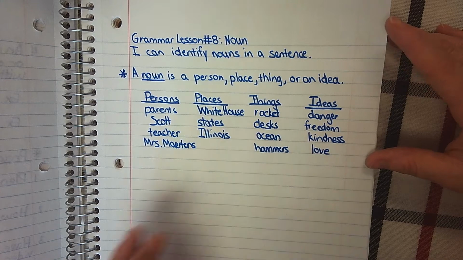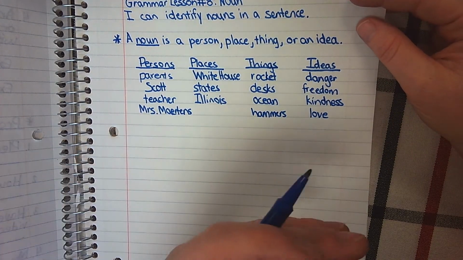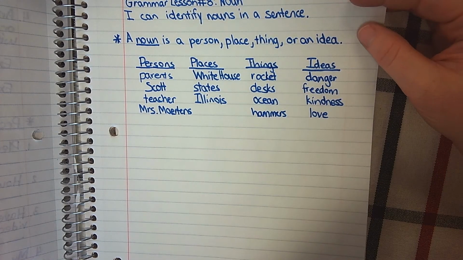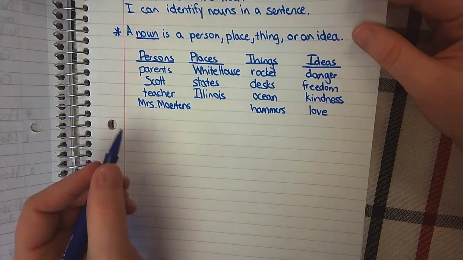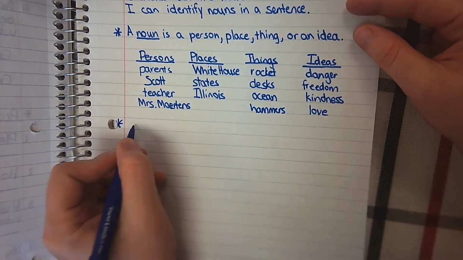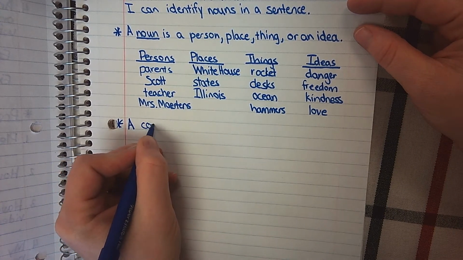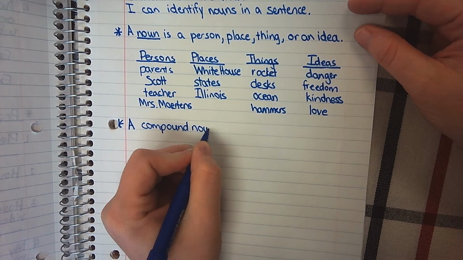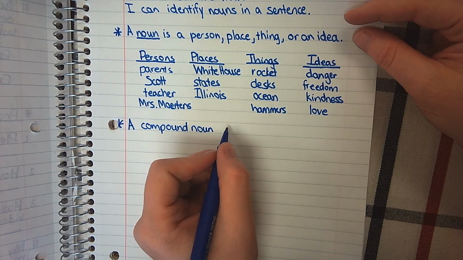All right. Another thing that I want to point out with nouns is that you can have a one-word noun, you can have a hyphenated word, you can have a 2-word noun. So we're going to talk about what a compound noun is. So another star here. Let's write down a compound noun. A compound noun is a single noun made up of 2 or more words used together.